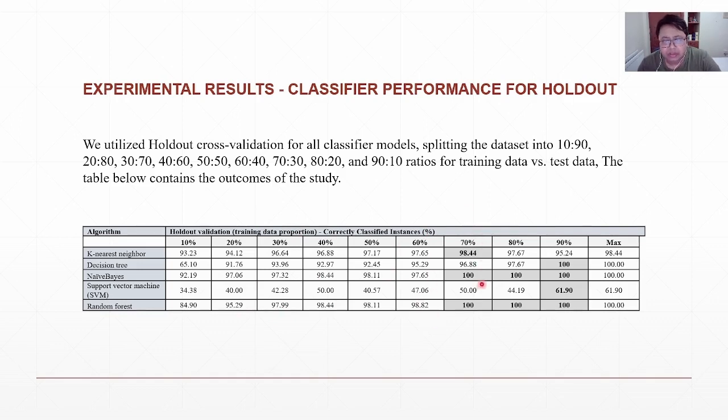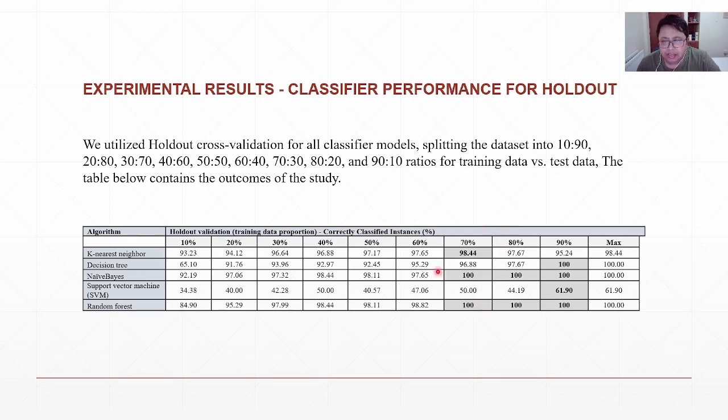And we could see that when we use 70% of our data as our training data from the whole data set, we got the highest possible accuracy. Like from k nearest neighbor, we got 98.44% accuracy. For decision tree, we got 96.88%. For naive Bayes, 100% accuracy. For SVM, it's 50%. Random forest, it's 100%.